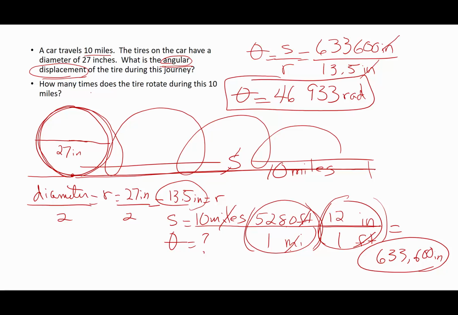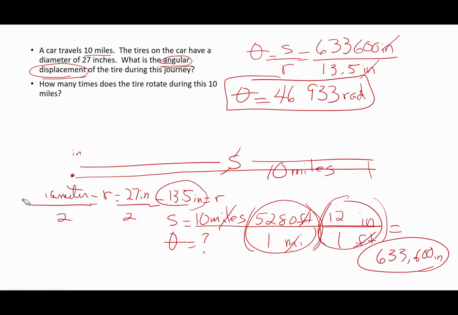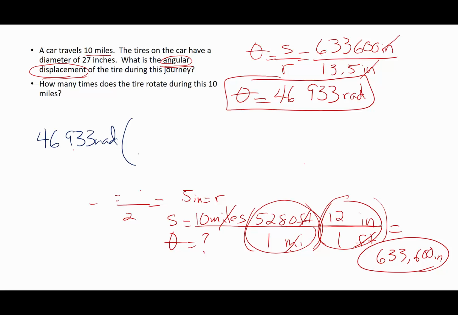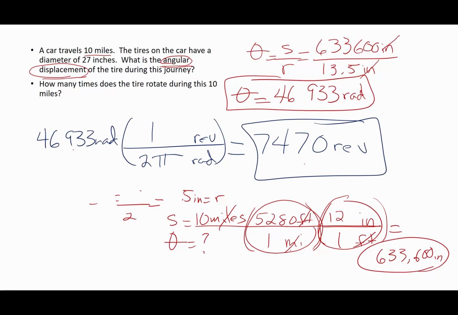The last part of the problem is how many times does the tire rotate during this travel? So I am going to erase, give myself a little bit of space, and we're going to just convert angular displacement into revolutions. So I'm going to change ink color. I've got 46,933 radians. I'm going to get rid of radians, go into revolutions. 1 revolution is 2 pi radians. So my tire is going to go around and around 7,470 revolutions as I drive it for 10 miles. That's our arc length equation.